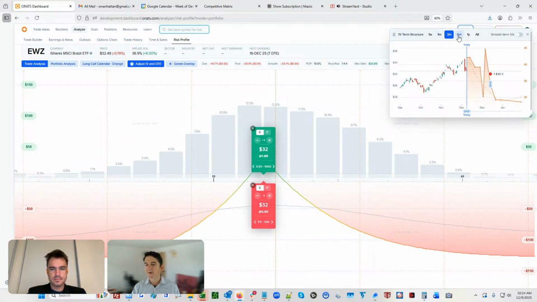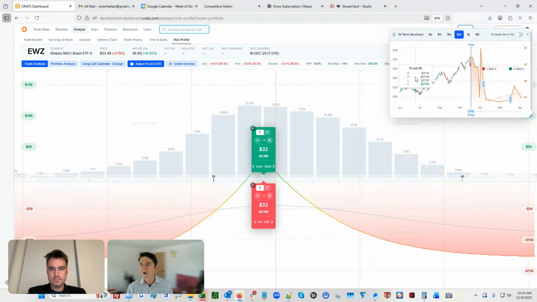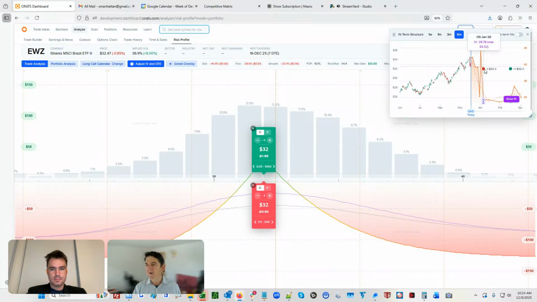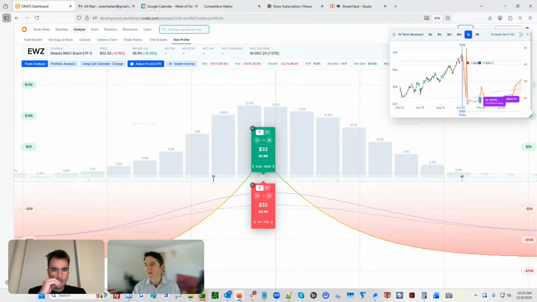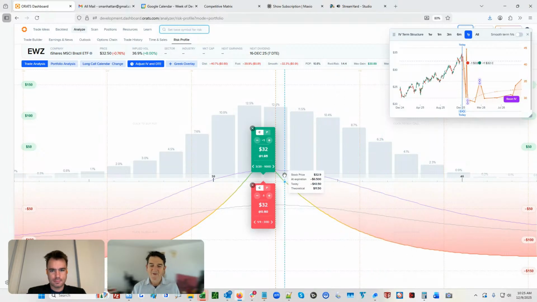Yeah, definitely. So you could change how much time. Now I could see that this is a calendar, right? So I could see what if this vol comes down? Well, that's good for me because I think that vol is kind of high. The reason I'm putting the calendar on, my profit is more with this position, and what if this one goes up? That's what I want for a calendar.